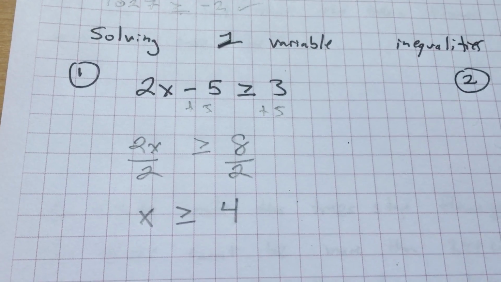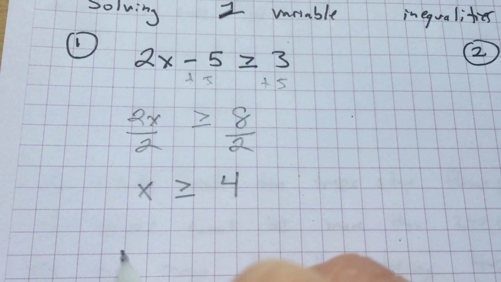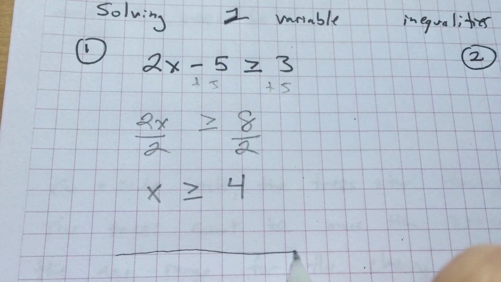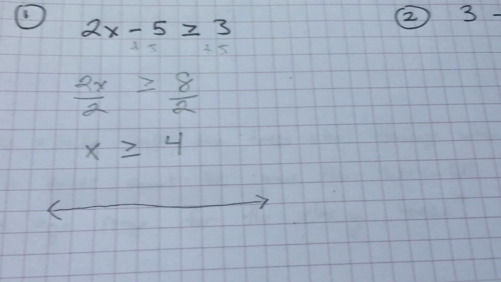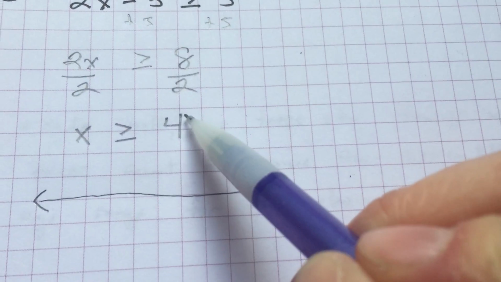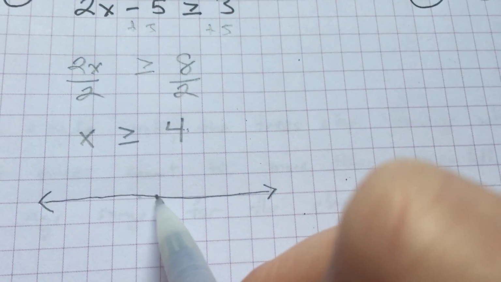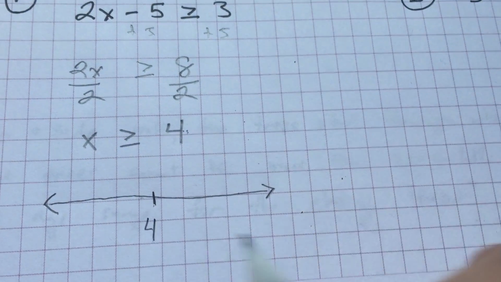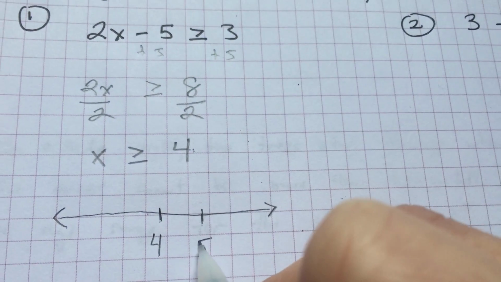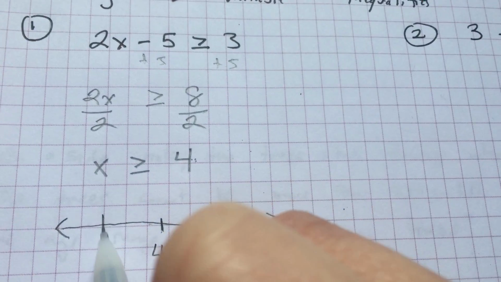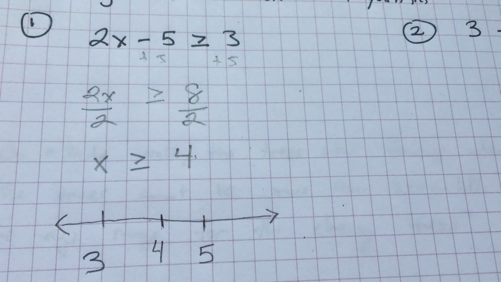So how do I represent that on a number line? The first thing I'm going to do is draw just a quick number line. You don't need a lot of numbers on your number line. The main number you need is the number that you found, so 4. I'm going to put that in the middle, and I'm going to put a number to the right and a number to the left, so that way I know the direction that I'm going. So 5 and then 3.